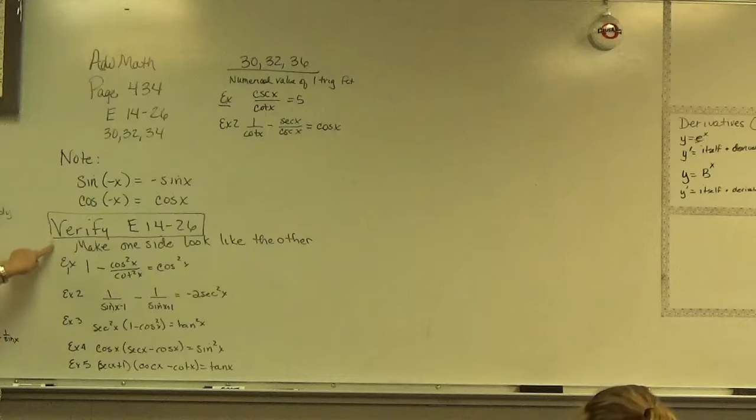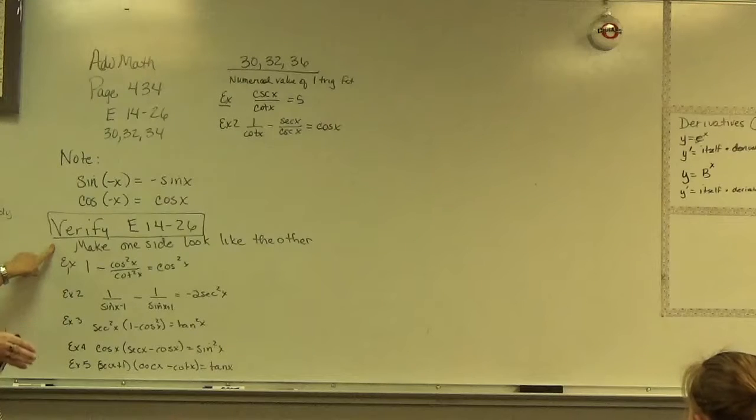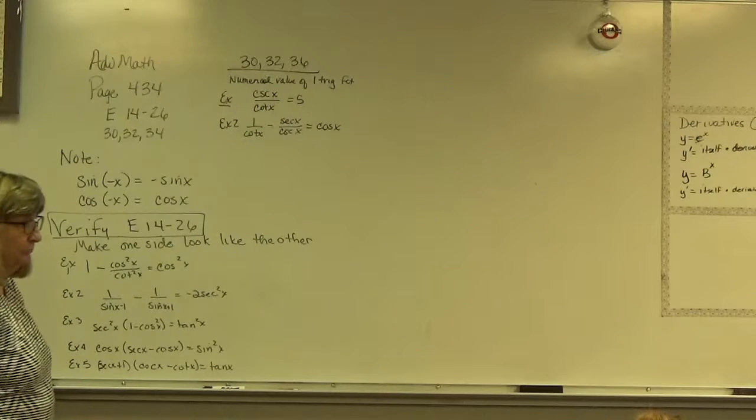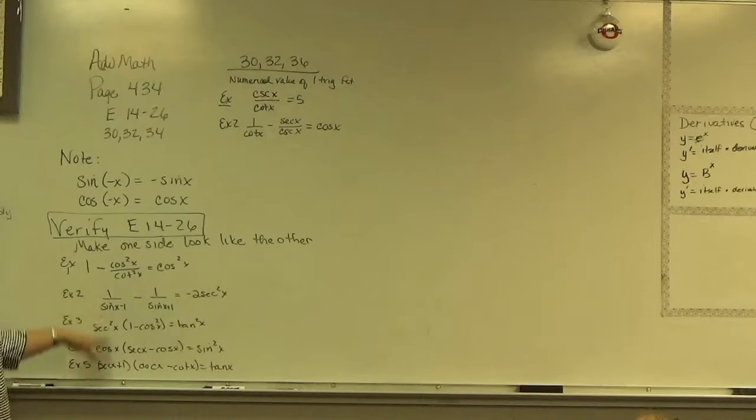Okay, we are going to make one side look like the other. Everybody understand what we're doing at this point? So instead of simplifying a single trig expression where you don't know what it looks like, you know what your goal is. Okay, so my first example is this one. Is everybody ready to start? You don't have to write these all down at once. I'm just going to do one at a time.